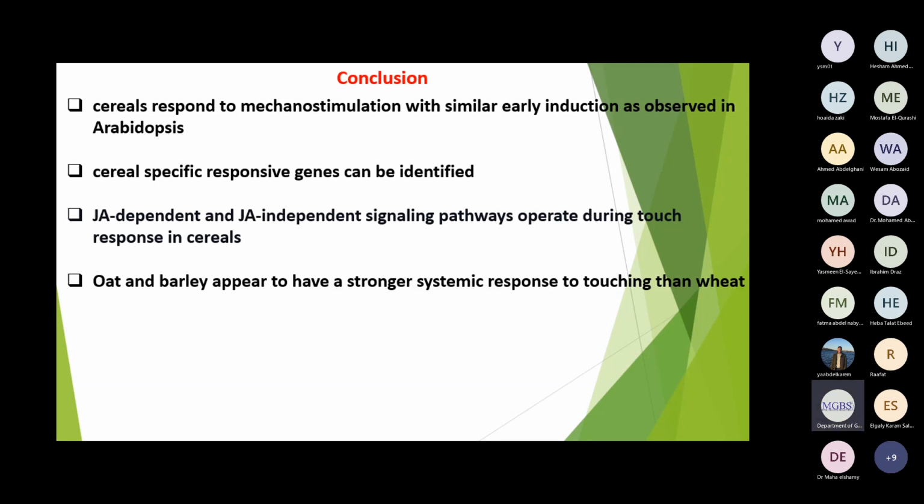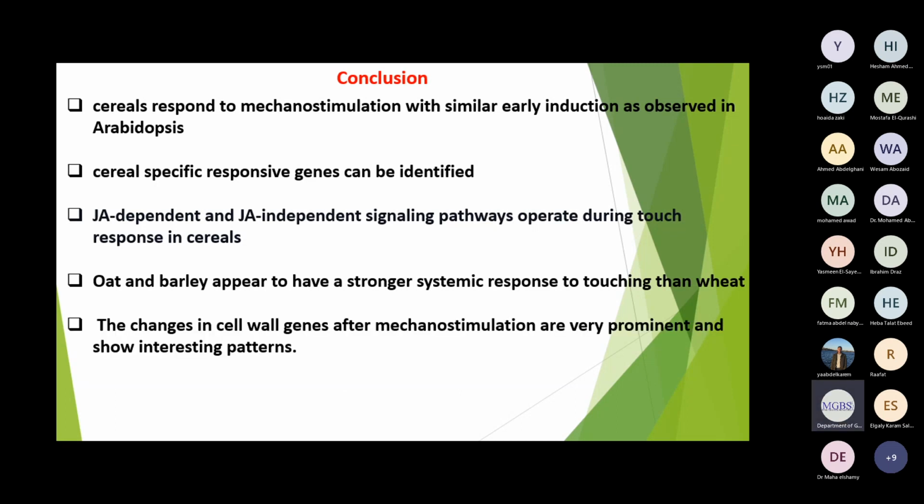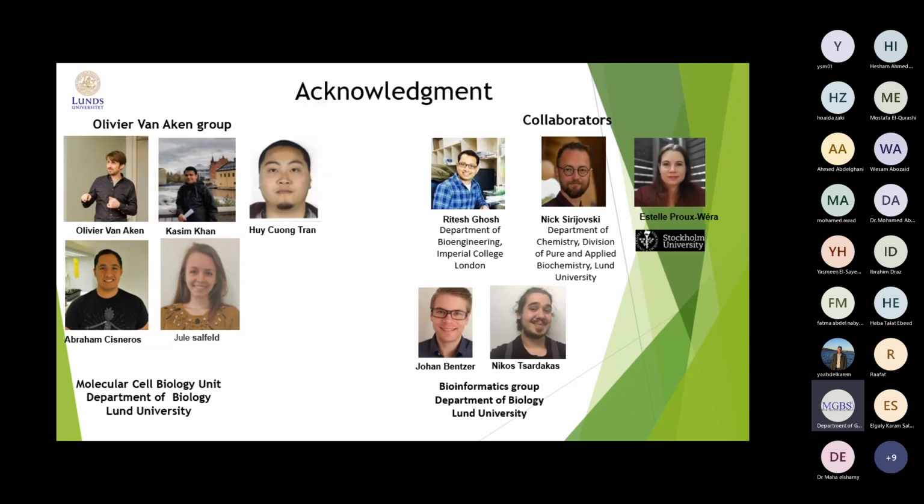Oat and barley appear to have a stronger systemic response to touch than wheat. Changes in cell wall genes after mechanostimulation are very prominent and show an interesting pattern. The response in oat seems to be shorter than in wheat and barley.